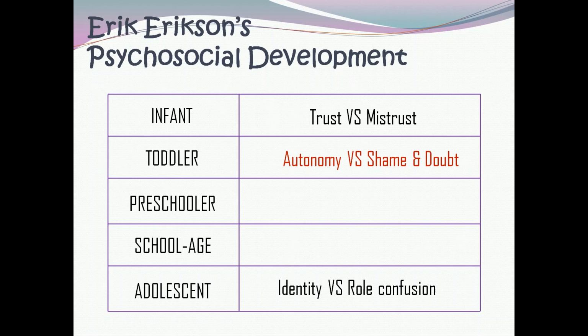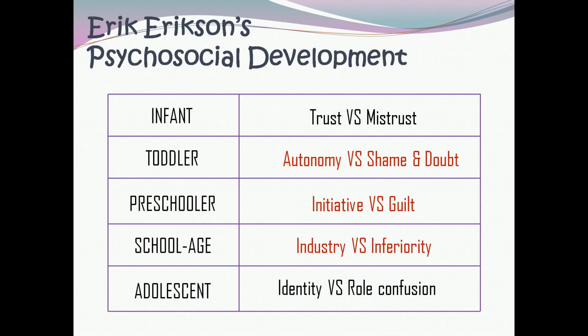Preschooler. Initiative versus guilt. During this stage, children interact frequently with their friends in the school. They begin to plan and initiate their games or activities. If this opportunity is given, children may develop a sense of initiative and be able to make decisions.